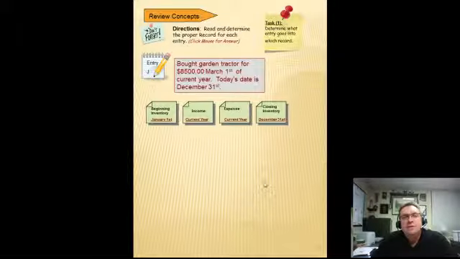So you bought that tractor for $8,500 on March 1st of the current year. Today's date is December 31st. What records would that appear on? Well, we knew it was on expense that year, right? And you still own it at the end of the year, so that tells me that it's a closing inventory as well. It's an asset, it's a value, you still own it, right?